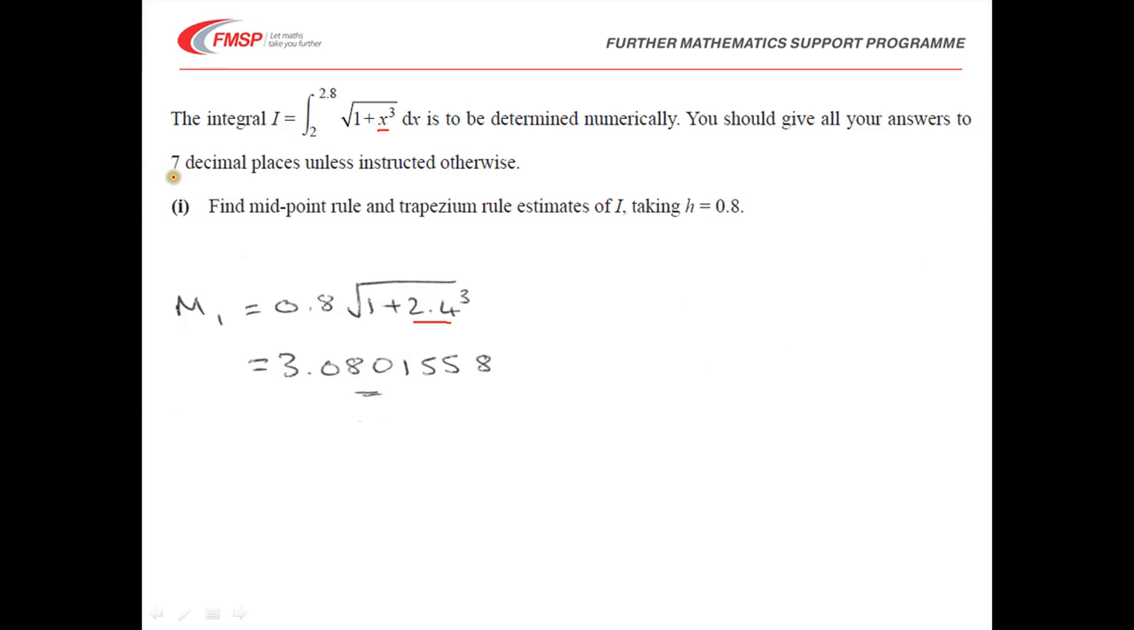Now, one thing to point out is this question, we usually write everything to 6 decimal places. This question states, give your answers to 7 unless instructed otherwise. So I've written it to 7.